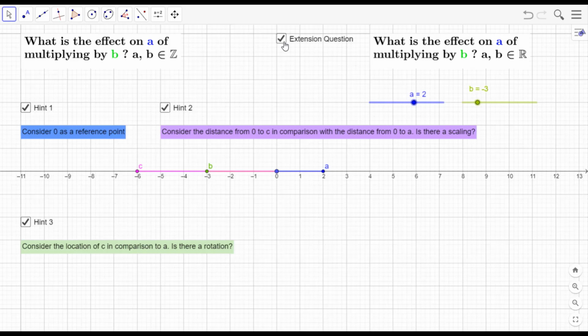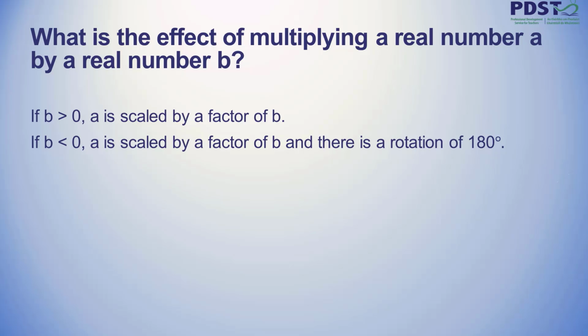Now students need to consider what is the effect of multiplying real numbers. Students can use the sliders to choose different values for a and b. Using the previously summarised learning, students should be able to choose several examples to investigate if these conclusions hold true when a and b are real. The learning should be summarised. It is important that students understand the relationship between integers and real numbers and recognise that the rules for multiplication are consistent.